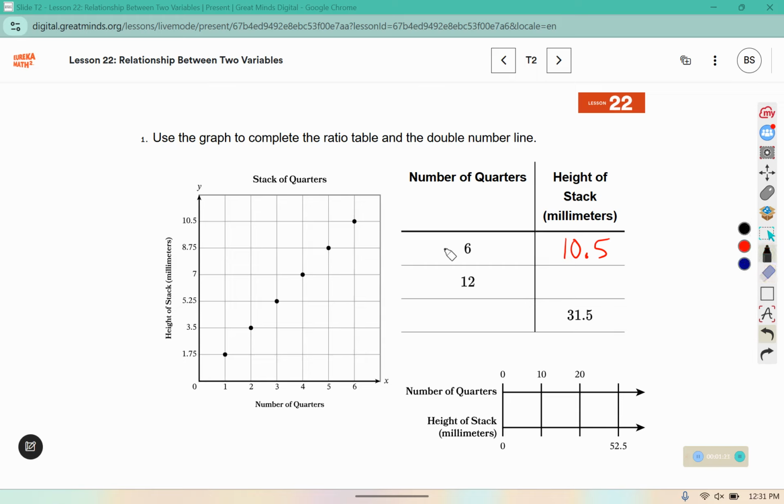In ratio tables, we can look for patterns. 6 times 2 is 12, so 10.5 times 2 will help us fill in this box. 10 times 2 is 20, and a half times 2 is 1, so this would be 21.